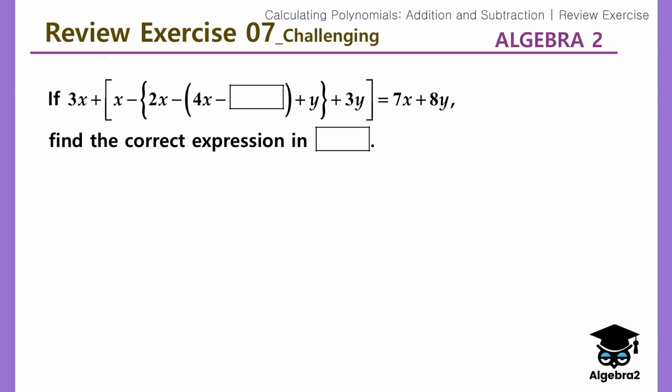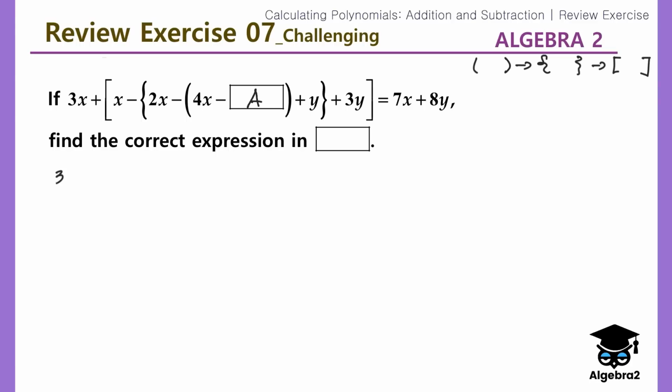Review exercise number 7. If this expression is equal to 7x plus 8y, the question is to find the correct expression in this empty space. So again, I'm going to let this empty space be a. And what I'm going to do is I'm going to simplify in order from parentheses and this mark and bracket. All right? So let's try this.